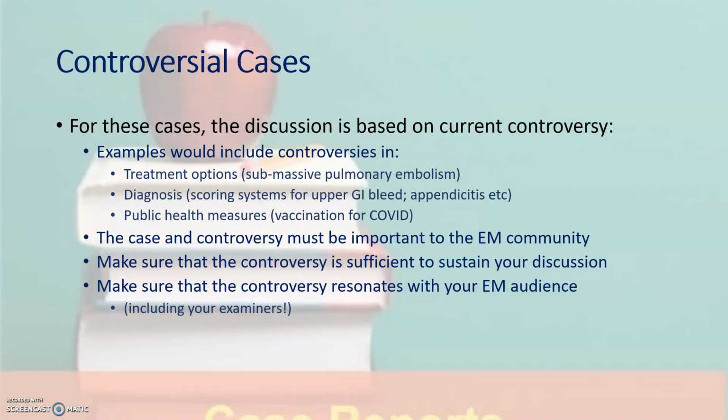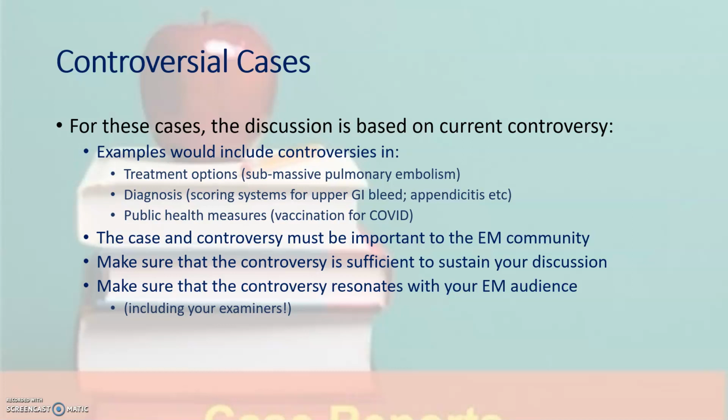Controversial cases are cases in which your discussion is based on some current controversy with regard to the case that you've presented. And this may be controversies about treatment options. For example, what do we do with a patient with a submassive pulmonary embolism? Do we use thrombolysis? Should we proceed directly to embolectomy? Is simple anticoagulation and supportive care enough? This is quite a big controversy in the literature at present and would make a good controversial case to write.